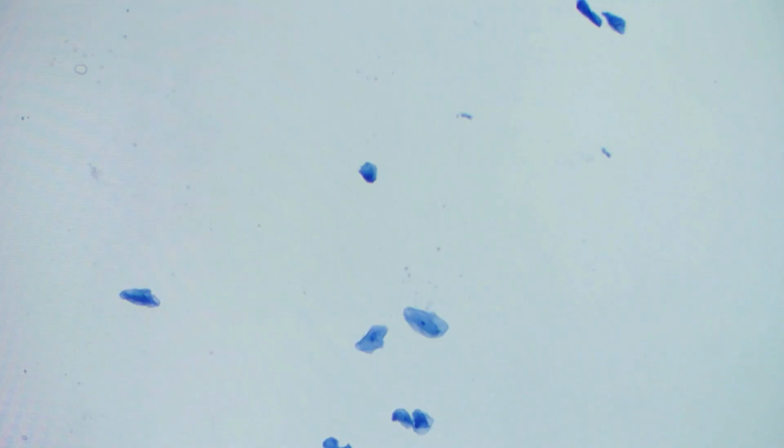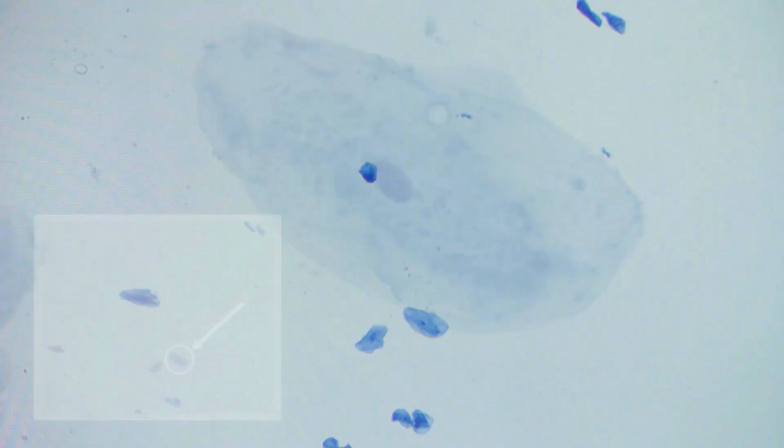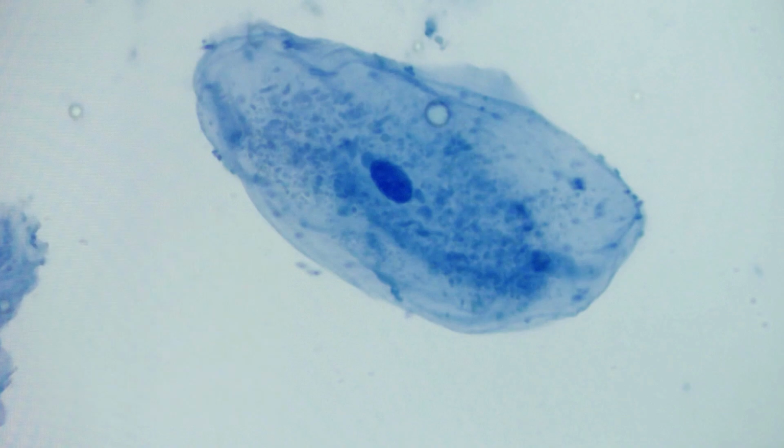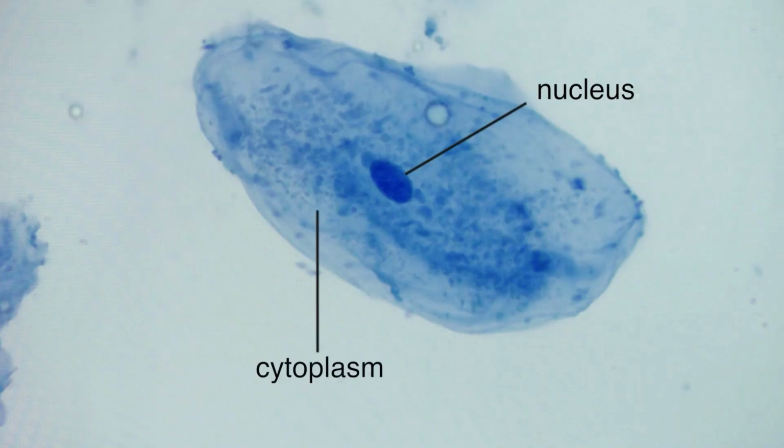As you can see, animal cells are often smaller than plant cells. So it means we have to use a higher magnification objective lens so that we can see the cells in more detail. So when we use the higher magnification objective lens, we can see the nucleus in the middle of the cell. And we can also see the cytoplasm.